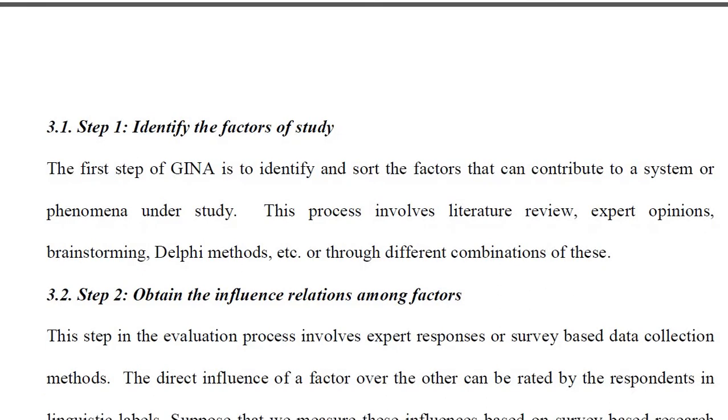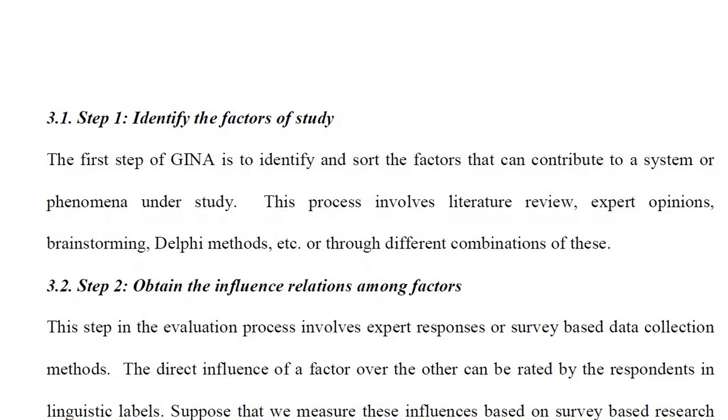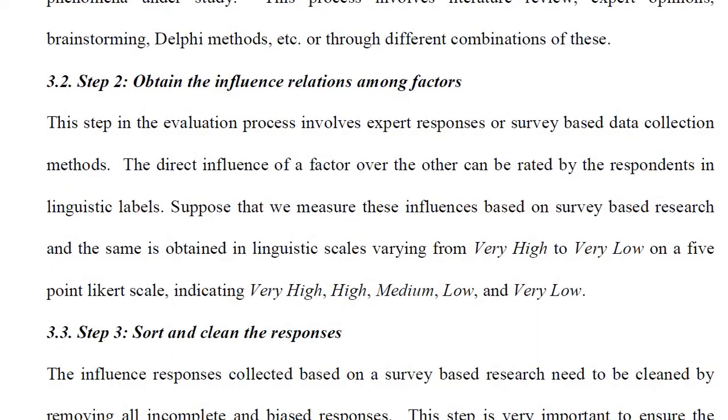Then identify the factors in a study. First, what to implement in the GINA methodology? For any system, either a supply chain environment or a marketing environment, we have to understand which factors are involved in the system. So you identify a set of factors. Inside those factors you will try to find out the influence relation. Now obtain the influence relation among the factors. How can we get the responses? We can directly go for a survey based study and collect the responses, that is, the influence of a particular factor over the other.